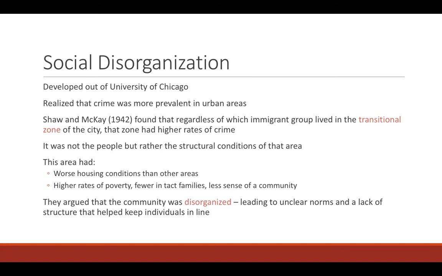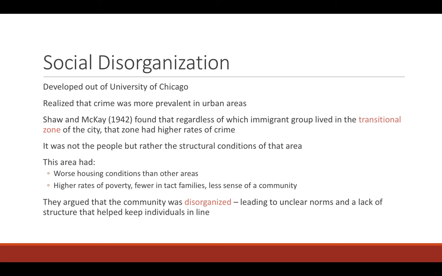So one theory that develops out of the University of Chicago is this theory of social disorganization. In 1942, Shaw and McKay are looking at immigrant groups, and they're looking at an ecological theory of crime. So they're looking at a central business district, and essentially if you were to draw like a target, like a bullseye, a dartboard around it, you have these concentric circles.